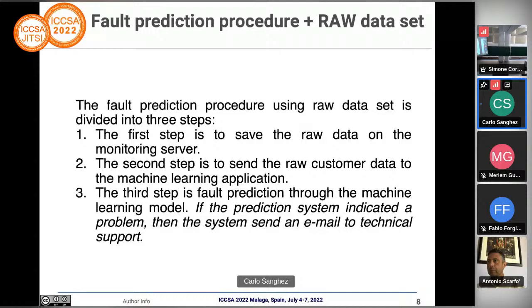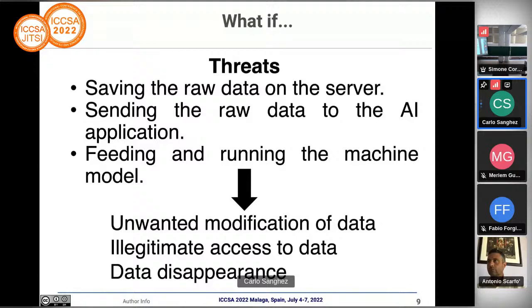Okay, well, but the problem here is, what if something goes wrong? We discovered three threats: saving the raw data on the server, sending the raw data to the application, and feeding and running the machine learning model. The problem here is, if one of these threats goes wrong, we could have a particularly dangerous event for customers or flyers, for individuals.